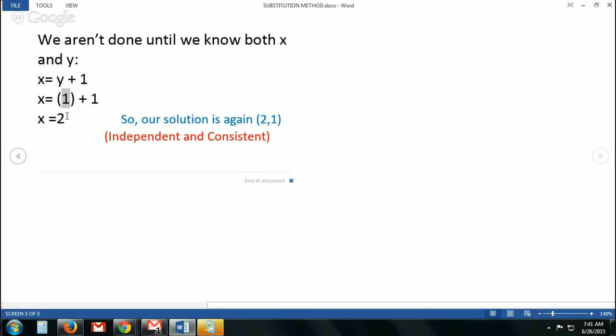1 plus 1 is 2. So our solution is 2, 1 again. Remember, since it's two lines that have crossed in one point, we say that our solution is independent and consistent.